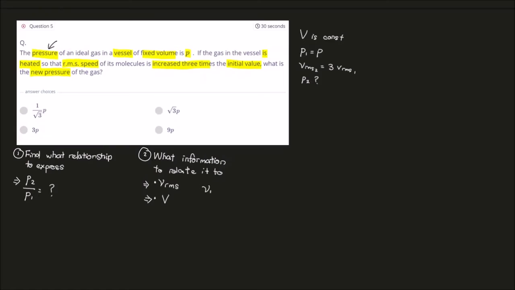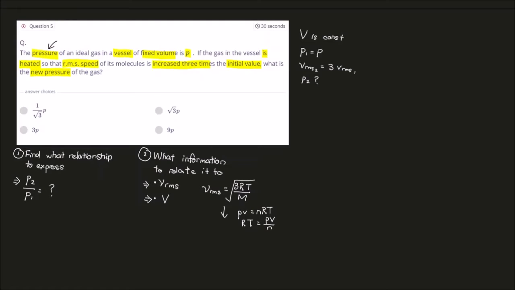VRMS, we are very familiar with the formula that it is the square root of 3RT over the molar mass. Nothing here seems to be similar to pressure. Remember, we are trying to relate VRMS back to pressure, and there's no such thing as pressure here. But don't worry, see here, temperature. You know that there's something we call PV equals nRT. So you can shift it to be RT equals PV over n.